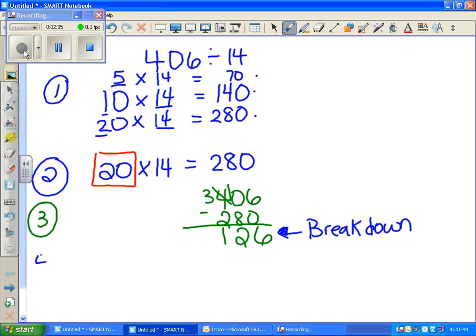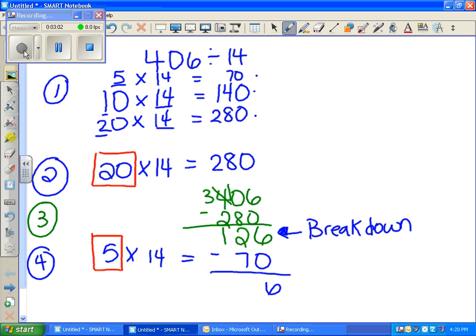So my next step is to go back and look at those landmark numbers. I have 126. Which number can help us break that down? My 5th multiple of 14 is 70. 5 times 14 equals 70. I use my 5th multiple, so I need to give it a box. And now I need to subtract. 126 minus 70. Can't take 2 from 7. Cross me out. Make me smaller. Add a 1 to my side. I have 56 left over.